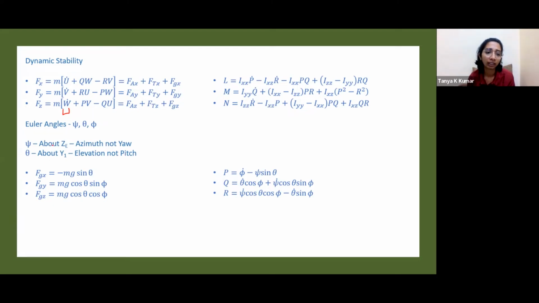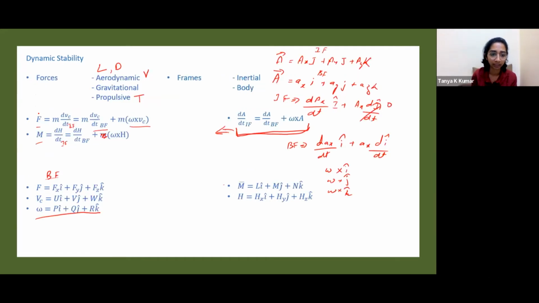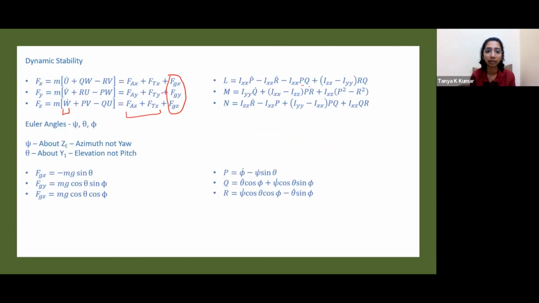Now, these Euler angles appear in two terms in our 6 degree of freedom equation: the gravitational force terms, and the p, q, r omega terms. They do not appear in the aerodynamic and thrust forces because those are measured in the body frame. Gravity is oriented in the inertial frame, so it has to be rotated into the body frame when we write the equation in the body frame, because this Fx, Fy, Fz, like we mentioned in the previous slide, are in the body frame. So when we represent the entire equation in the body frame, these Fgx, Fgy, Fgz are also in the body frame. But mg acts perpendicularly down in the inertial axis. That is why the orientation angles come into play here.